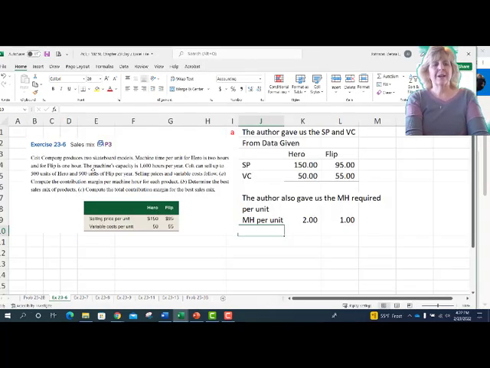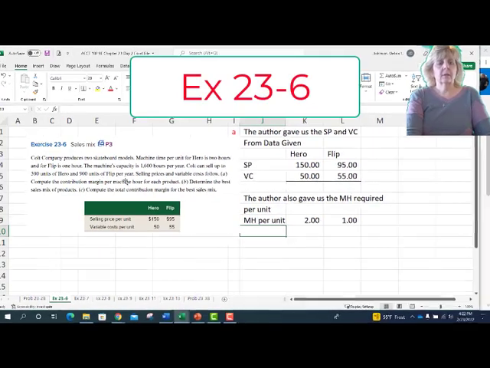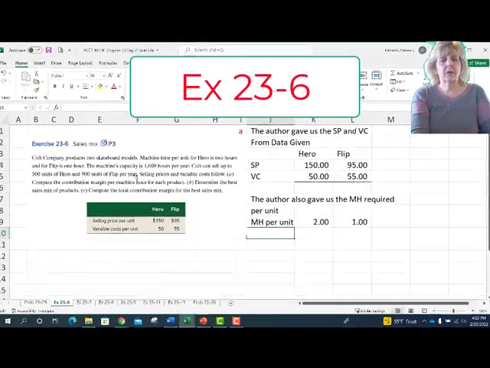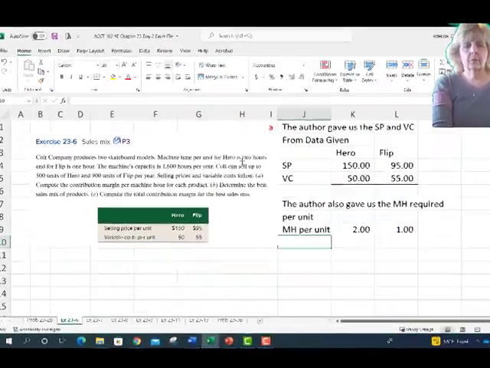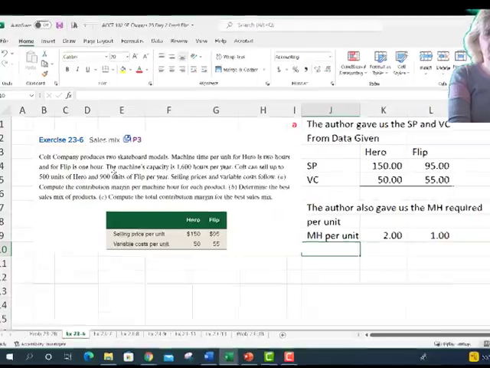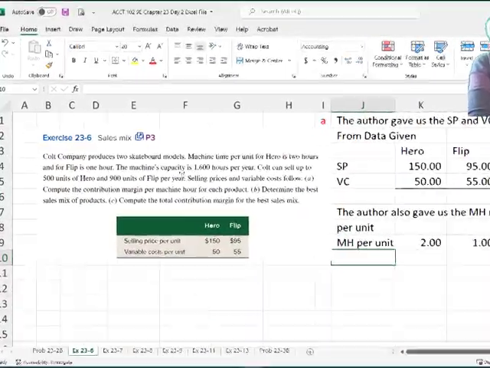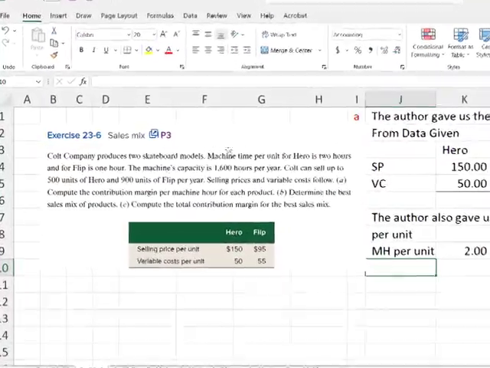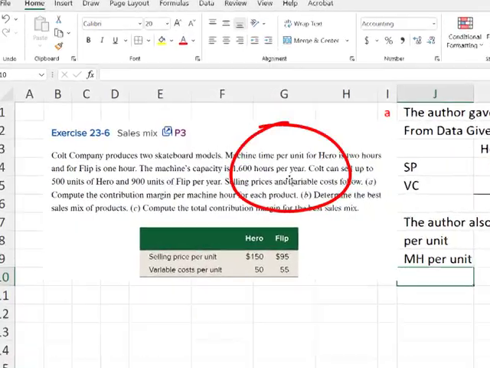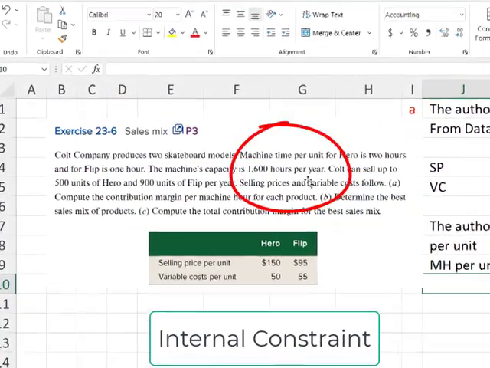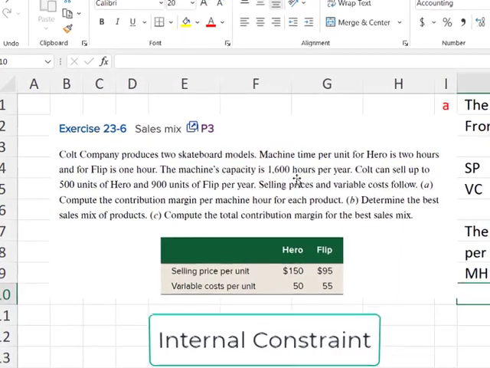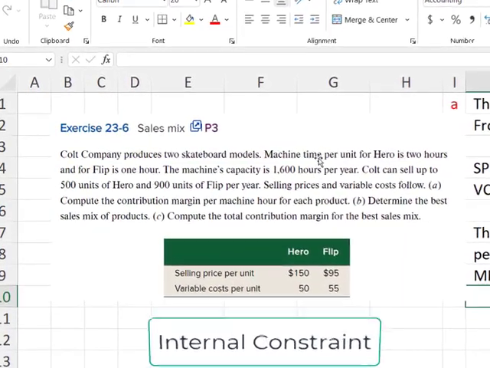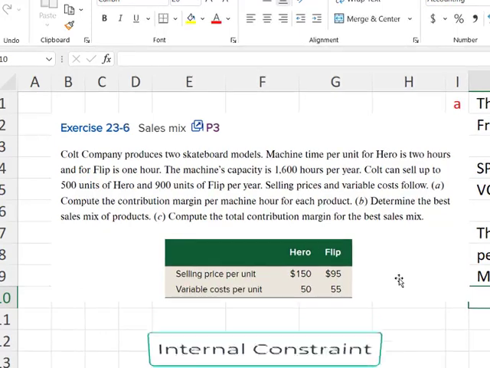Okay, let's try our first sales mix problem. Exercise on the screen says Colt Company produces 2 skateboard models. Machine time per unit for Hero is 2 hours and for Flip is 1 hour. Machine's capacity is 1,600 hours. There's an internal constraint. We have a machine that can only run 1,600 hours per year. So we'll want to make note of that when we determine the proper sales mix.